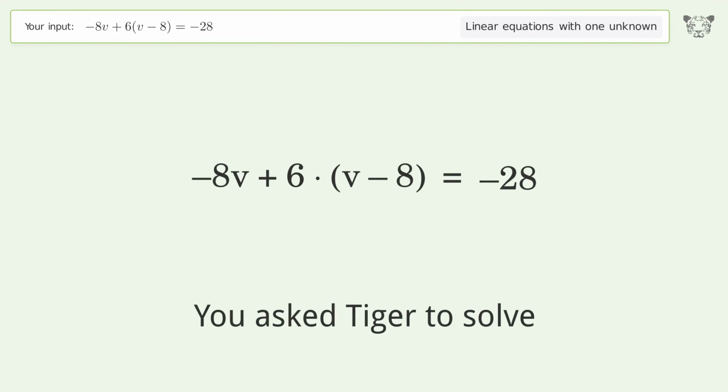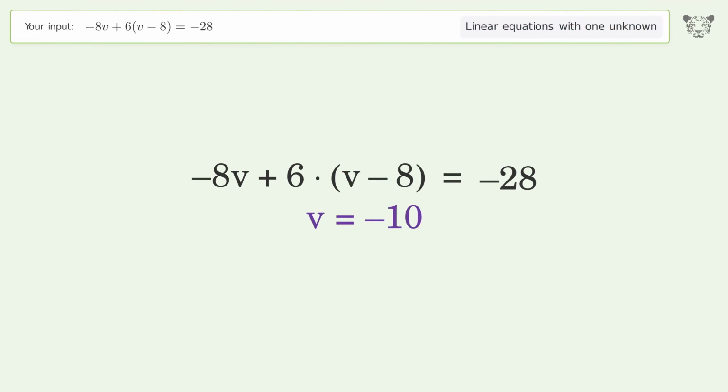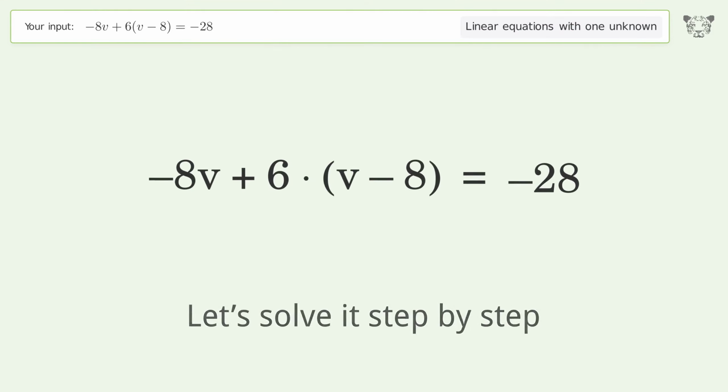You ask Tiger to solve. This deals with linear equations with one unknown. The final result is v equals -10. Let's solve it step by step.